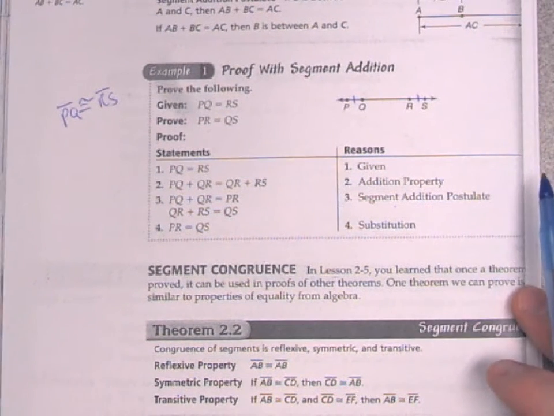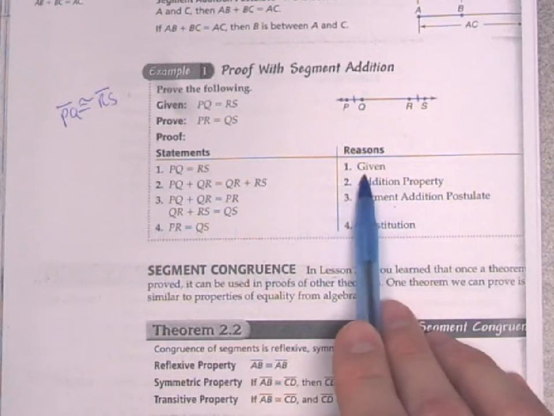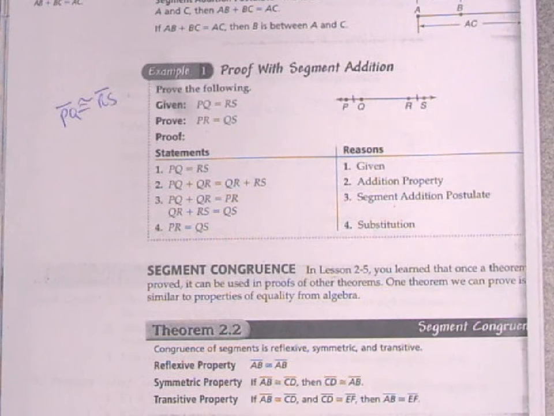Okay, so we start out with the given, right? PQ is equal to RS. That's given, these two guys. This segment measurement is equal to this segment measurement.